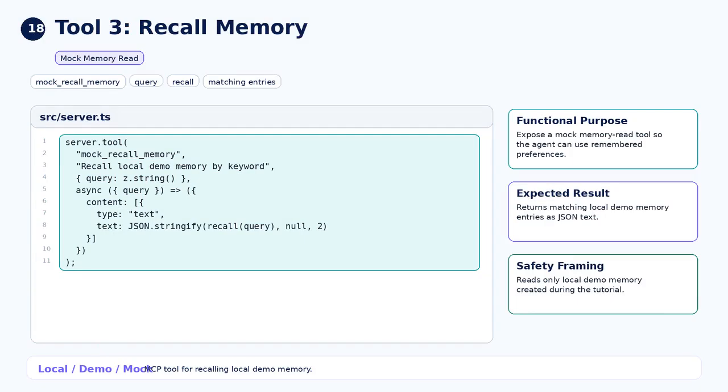From there, the next practical step is Tool 3, Recall Memory. The third tool reads local demo memory. It receives a query from the agent. It calls the recall helper. Then it returns matching memory entries. This gives the agent past context before it writes the response. In the final test, it will recall the preferred explanation style. That turns memory into useful behavior.